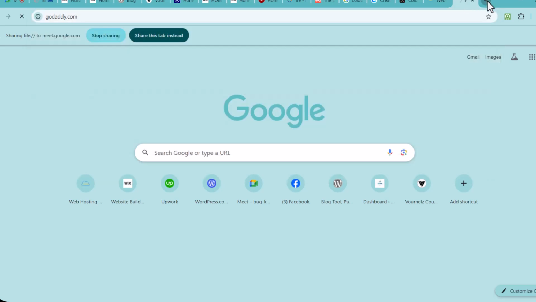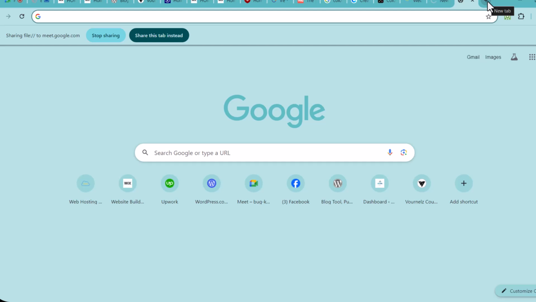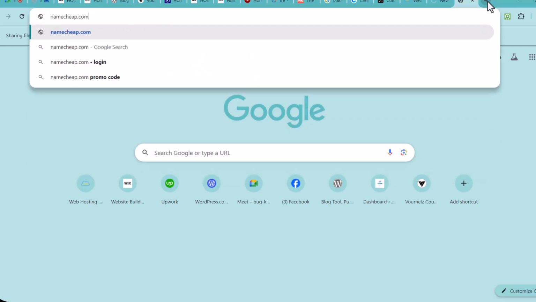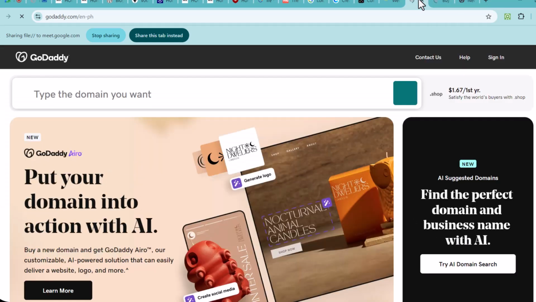Then let me open Namecheap. This is another one that is quite prominent. Then we have Bluehost. Okay, this is GoDaddy now. Now, this is a website, and it's coincidentally a website that is about other websites.